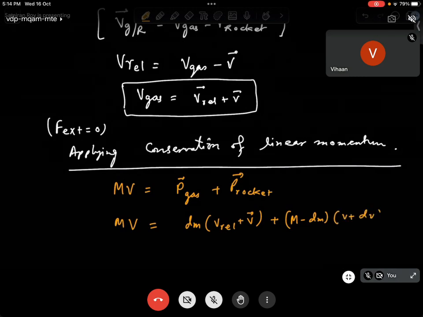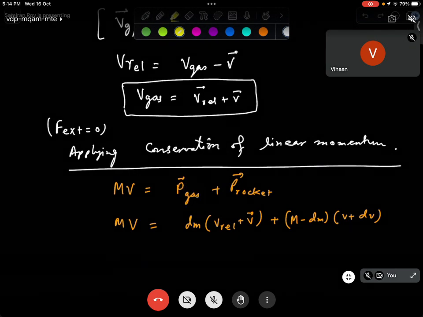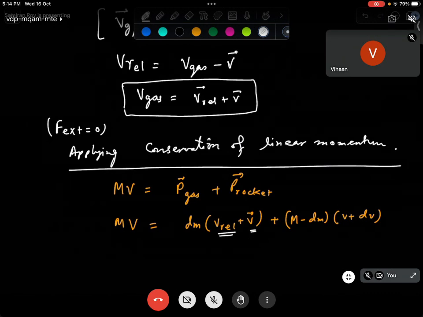One confusion you may have: sir, why are you not taking negative for the momentum of gas? Because it's coming this side. If you have ever seen a jet flying in the sky, it's not that the gas is going backward, because the velocity of the rocket will be so high. So don't worry about that, because I have taken relative velocity. If it is coming back, automatically the sign will come negative.